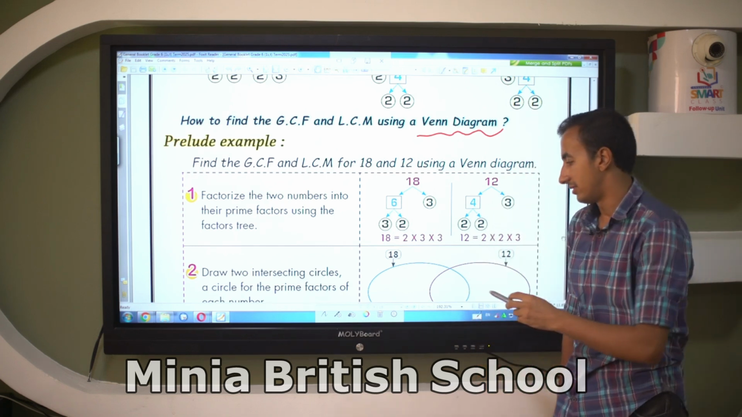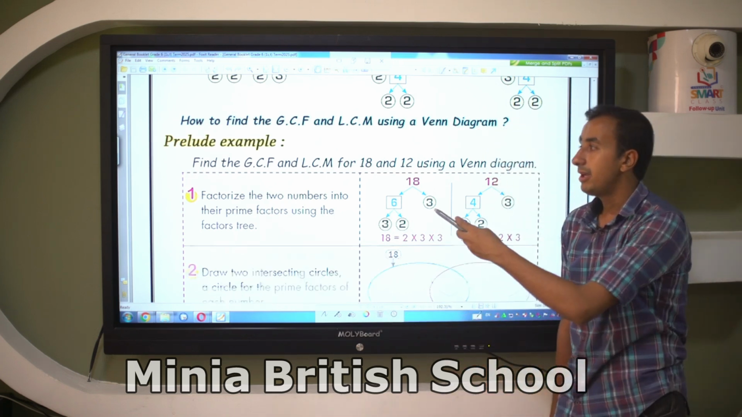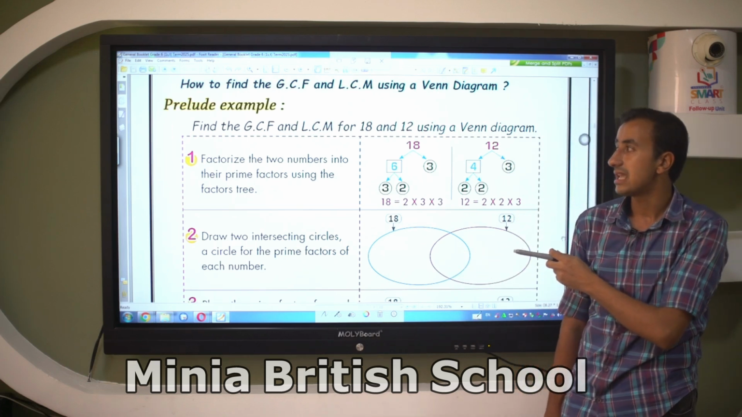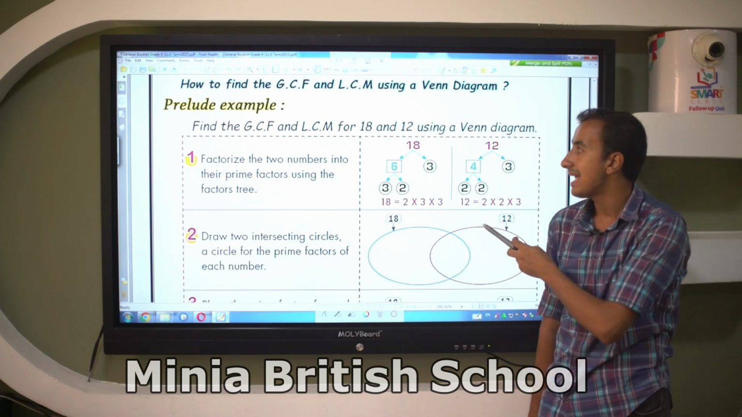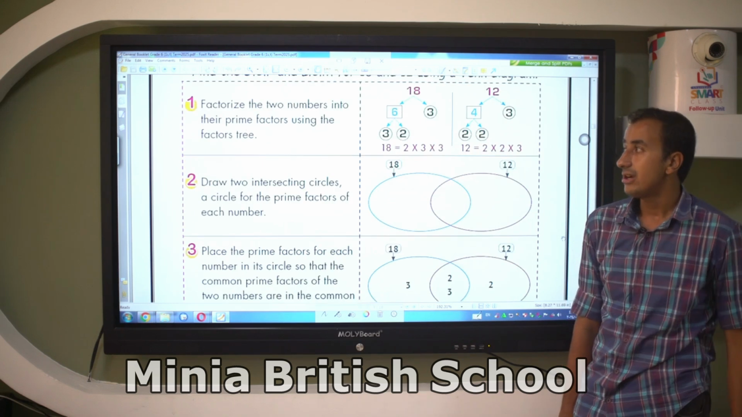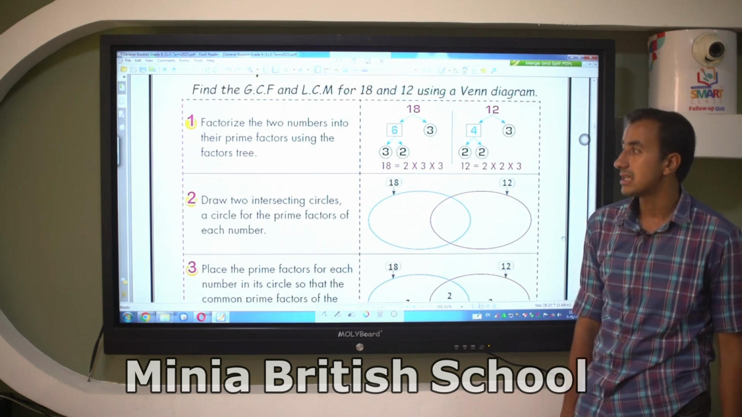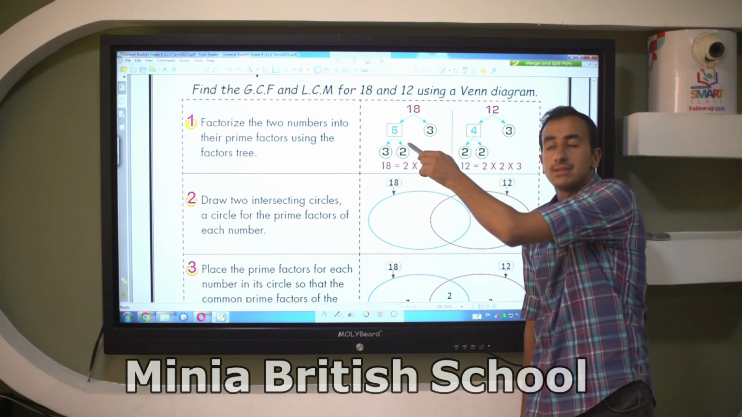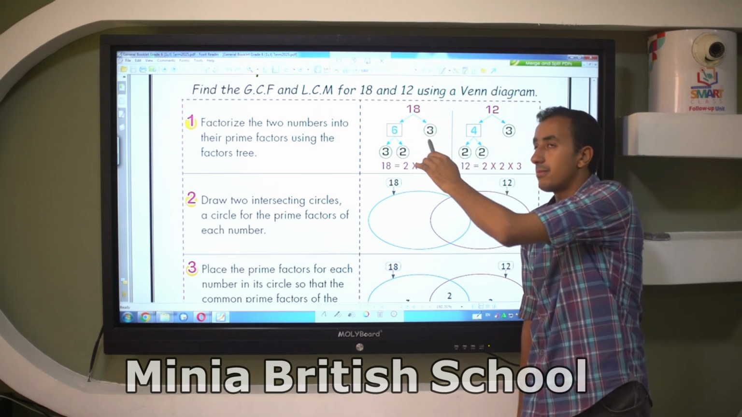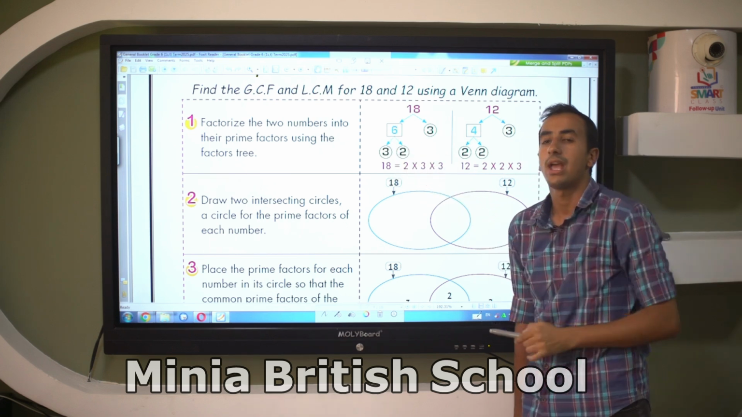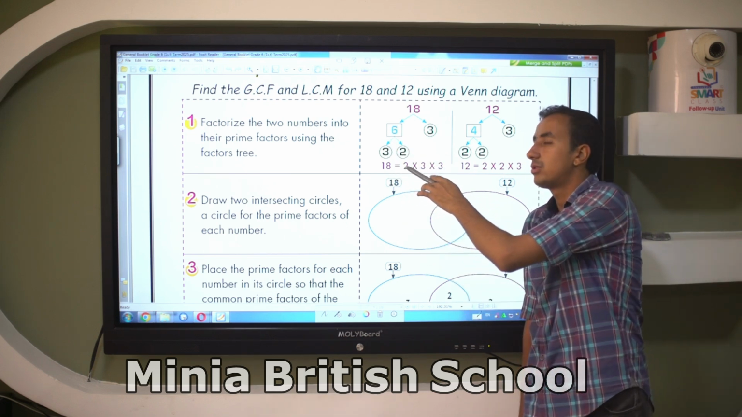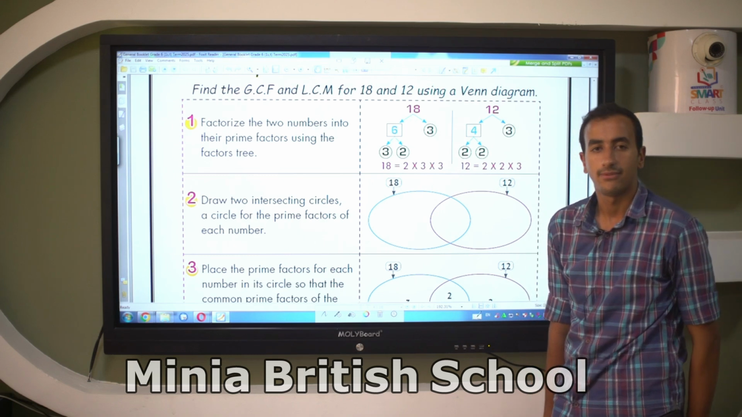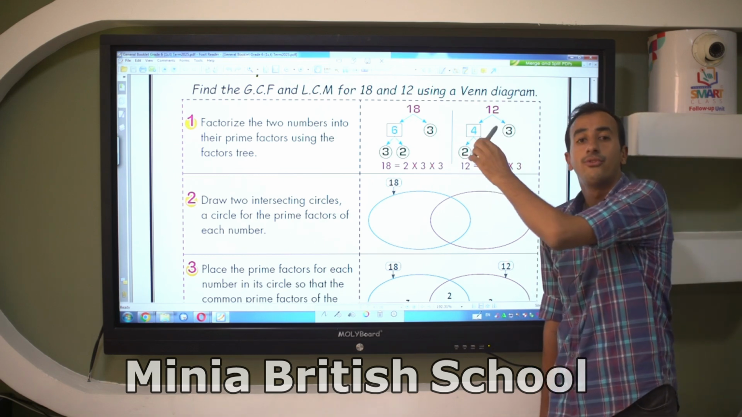Let's learn it together. Here, we have an example: find the GCF and LCM for 18 and 12 using a Venn diagram. First, factorize the two numbers into their prime factors. We have here 18, 6 times 3. 3 is a prime number, and 6 is 3 times 2. So we have 18 equals 2 times 3 times 3, its prime factors. But 12 here, 4 times 3.